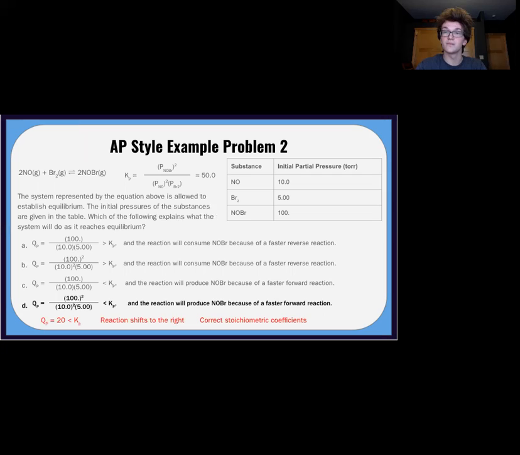The correct answer is D. So at first glance, this problem could involve using a Rice table to solve for the partial pressures at equilibrium. But the answers given only describe how Q relates to K. Because of this, you need to identify the correct equilibrium expression to solve for Q, and then whether that is less or greater than K given the values. When you plug in the initial partial pressures and use the correct stoichiometric coefficients for Q, you get 20, which is less than K. That means that the reaction will shift to the right and produce the product NOBr. D is finally the correct answer because the expression is written correctly with stoichiometric coefficients.